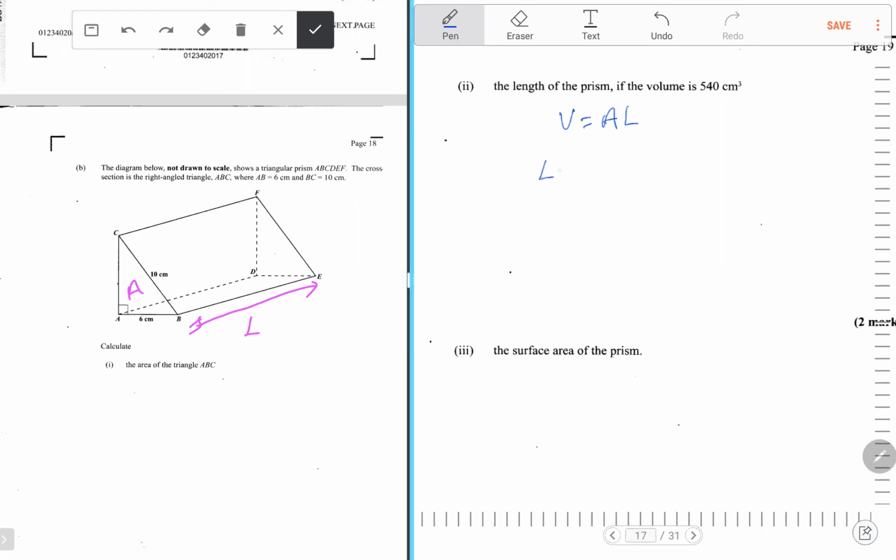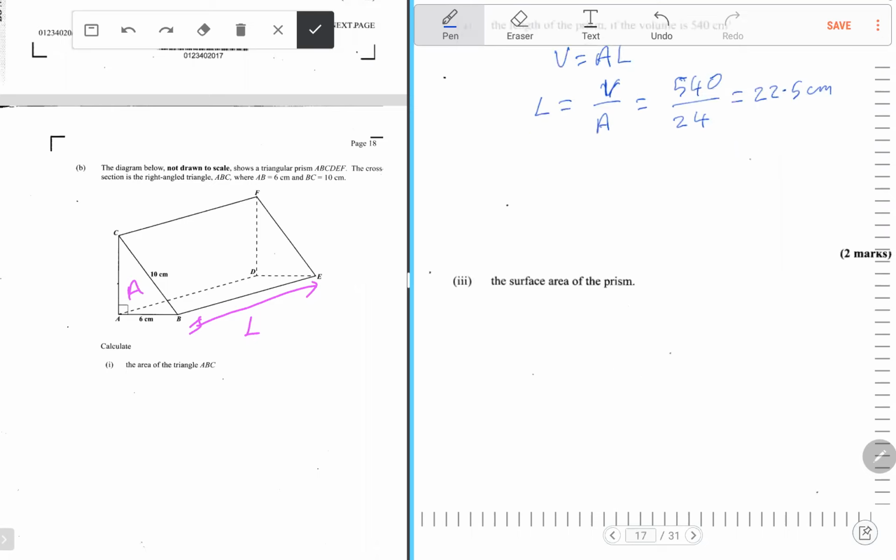It means that the length is equal to the volume divided by the end area. The end area is 24, and the volume is 540, so 540 divided by 24 tells us the length. When we do the calculation, it works out to be 22.5 centimeters. That is the length of the prism, the distance between the two ends. 540 divided by 24, 22.5 centimeters, done.